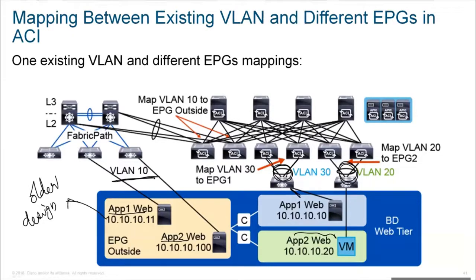And now we just basically use contracts to communicate. If there are existing servers in the data center, it will communicate to them using the contracts. So eventually, when you migrate all of these, app 1 would have its own EPG for web, and app 2 would have its own separate EPG for web.